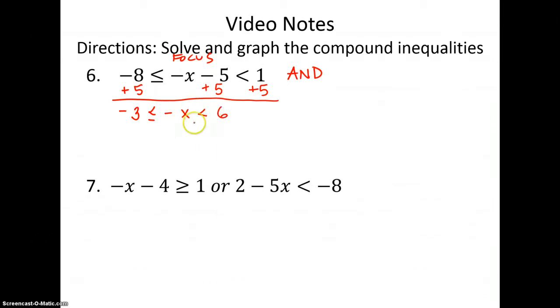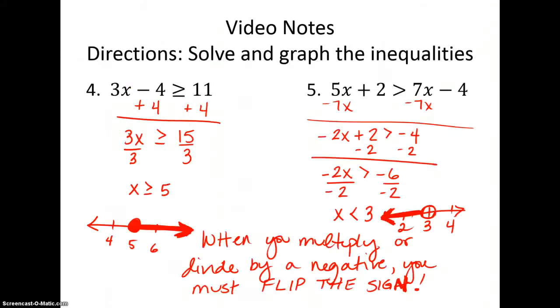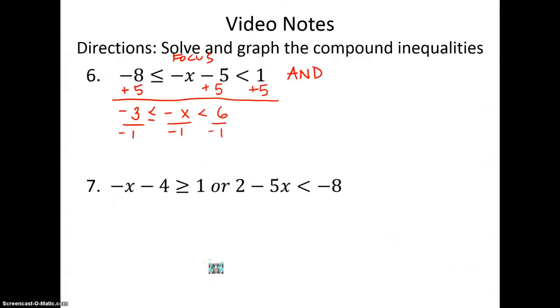Again, we are focusing on the middle. Our job is to get x by itself in the middle. And so here we're going to divide by -1, divide by -1, divide by -1, all 3 spots. Now remember our rule, when you multiply or divide by a negative, you must flip the sign. So we need to flip all the signs. So this will be a greater than or equal to, and this will be a greater than. So we've got -3 divided by -1, we have +3, we have x in the middle, and we have -6 on the right.